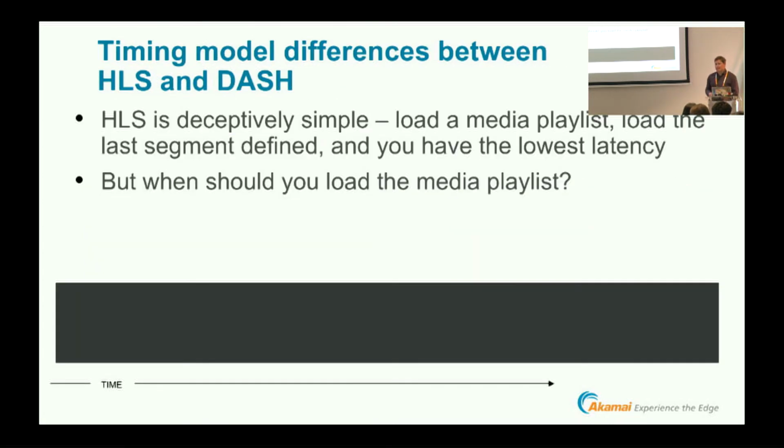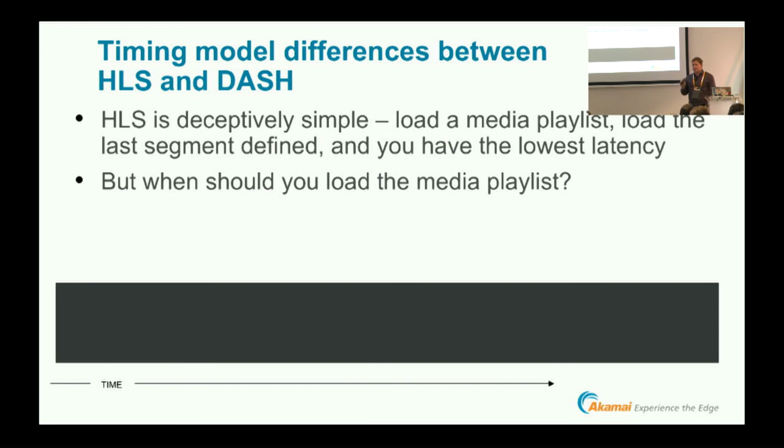So, something about timing models. If you're not into this, there are 2 main adaptive streaming formats: HLS, which is very popular in the US, and MPEG-Dash. I'm also chairman of the MPEG-Dash Industry Forum, so I'm a big fan of MPEG-Dash, but I will also talk about HLS. The HLS timing model is deceptively simple. You get a master playlist, you download it, it gives you a list of child playlists, you download the child playlist, it gives you a list of segments. You take the last segment, that's your lowest latency.